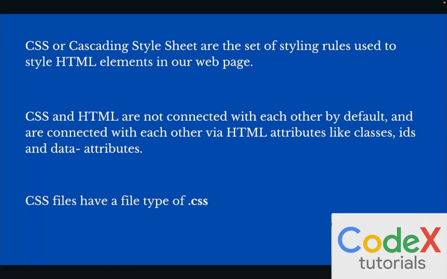Any CSS file has a file type of .css. There are other formats or other file types for CSS as well, called SCSS and LESS. So we'll be learning about those in the further topics. But any conventional modern CSS file will have a file type of .css.